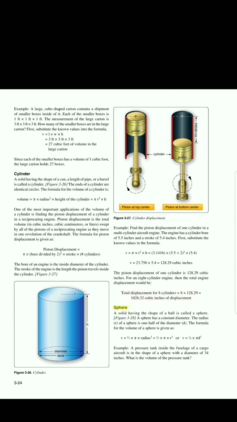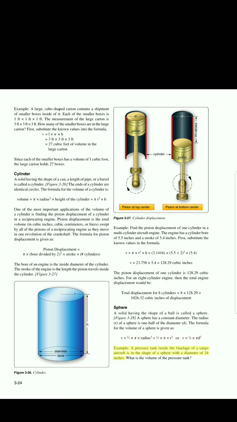Sphere. A solid having the shape of a ball is called a sphere. Figure 3-28. A sphere has a constant diameter. The radius, r, of a sphere is 1/2 of the diameter, d. The formula for the volume of a sphere is V equals 4/3 times pi times radius cubed, equals 4/3 times pi times r cubed, or V equals 1/6 times pi d cubed.